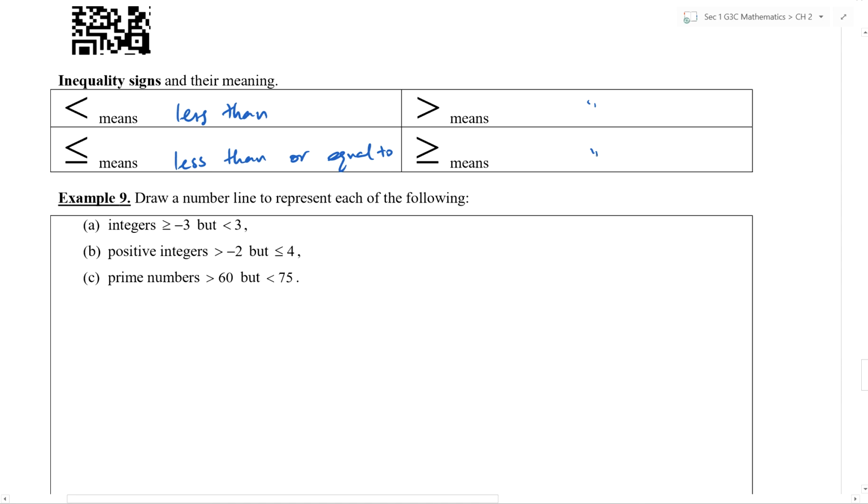Then draw a number line. Now earlier on before this, we were all dealing with discrete numbers. We were all dealing with integers or fractions, numbers by themselves. But now we've got inequalities. So this is going to provide us a range of numbers. So how are we going to indicate a range of numbers on our number line? For part A, to indicate numbers that are integers that are greater than or equal to -3, but less than 3.